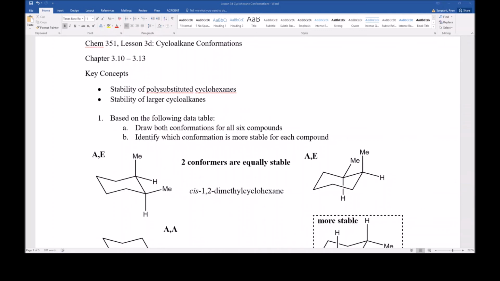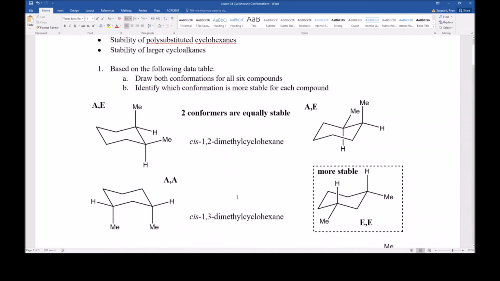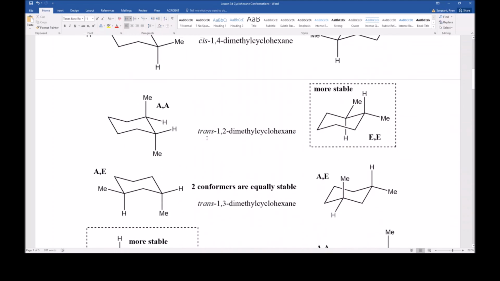I think this is the first lesson I've shown you where I didn't have definitions for you to fill in. I just summarized the key concepts we're looking at today. We talked about the stability of polysubstituted cyclohexanes. We spent most of our time looking at the different versions of dimethyl cyclohexane, whether it was cis, trans, 1,2, 1,3, whatever. We looked at those 6 different compounds. And then we also looked at the larger cycloalkanes.